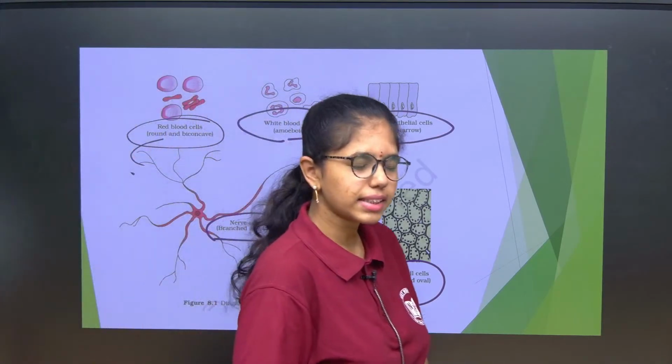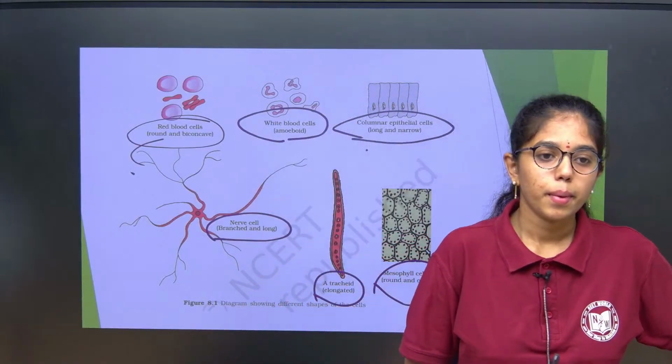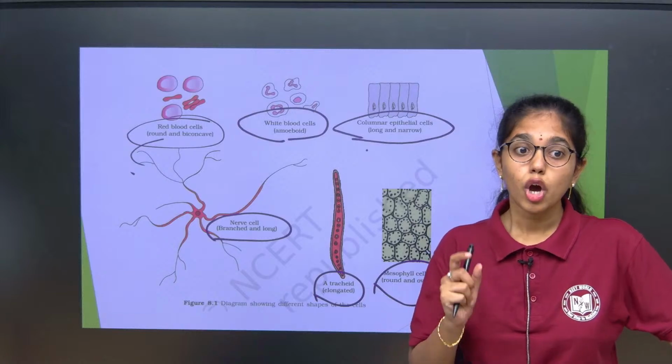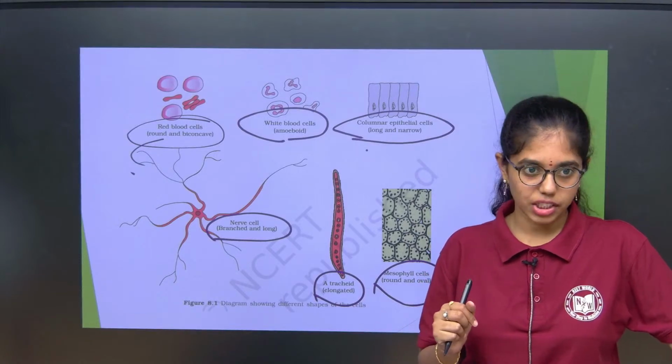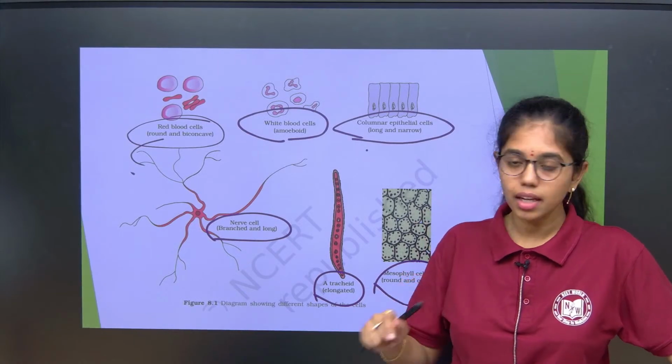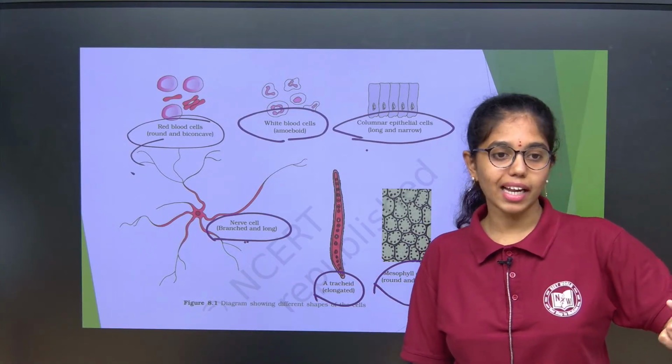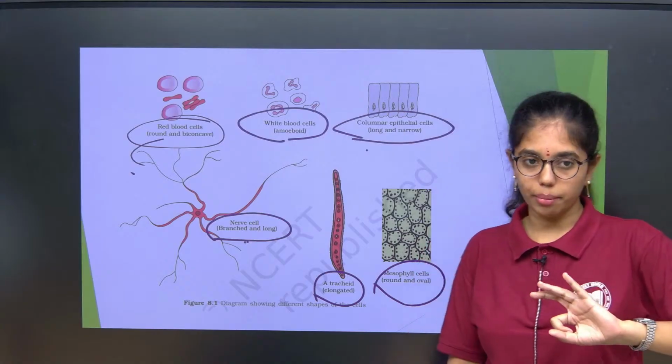What is the smallest cell? Mycoplasma is the smallest cell. What is the largest cell? Ostrich egg cell is the largest cell. What is the longest cell? Nerve cell is the longest cell. So, smallest, largest, longest cell, keep it in your mind.